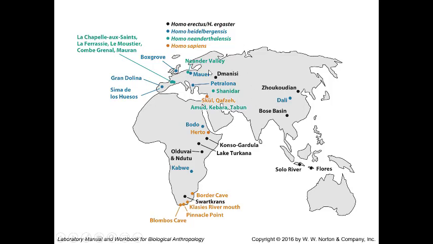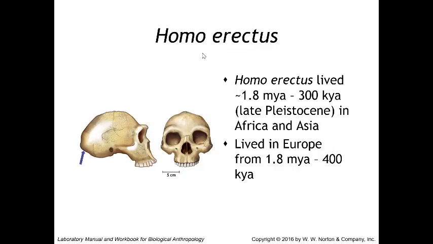And the cool thing about this map, this breakdown distribution, is that it's all color-coded. So our Homo erectus / Homo ergaster is in black, Homo heidelbergensis in blue. This teal color is more of a Homo neanderthalensis, and then our Homo sapiens in this orange-like color. So let's start with our first one, and it's Homo erectus.